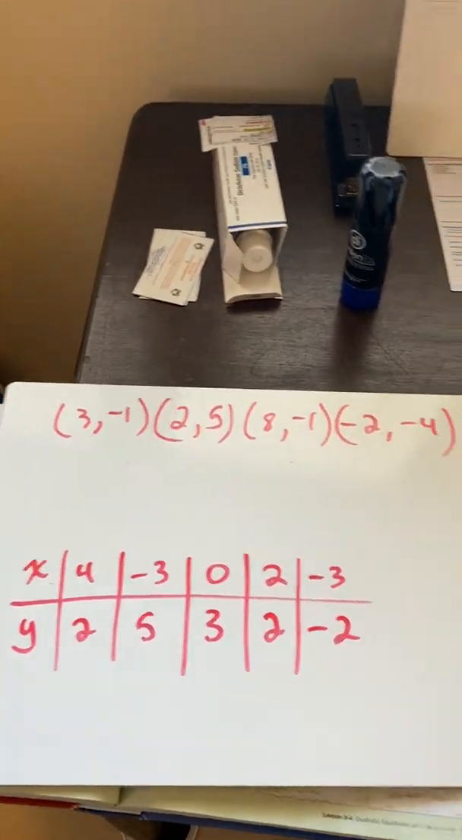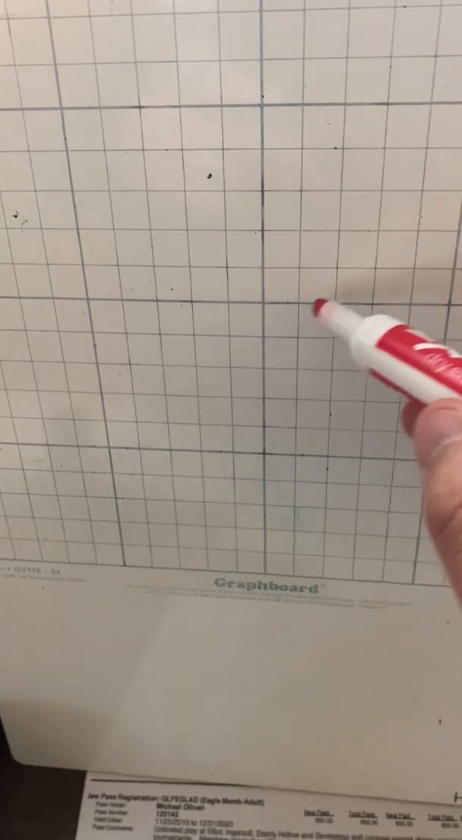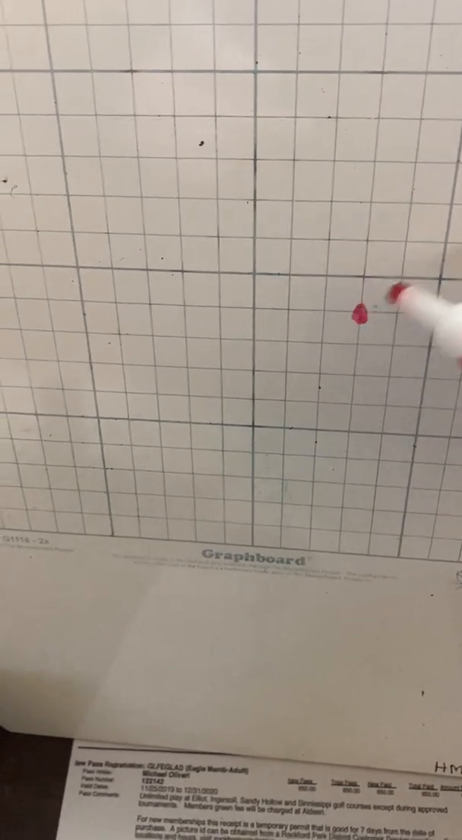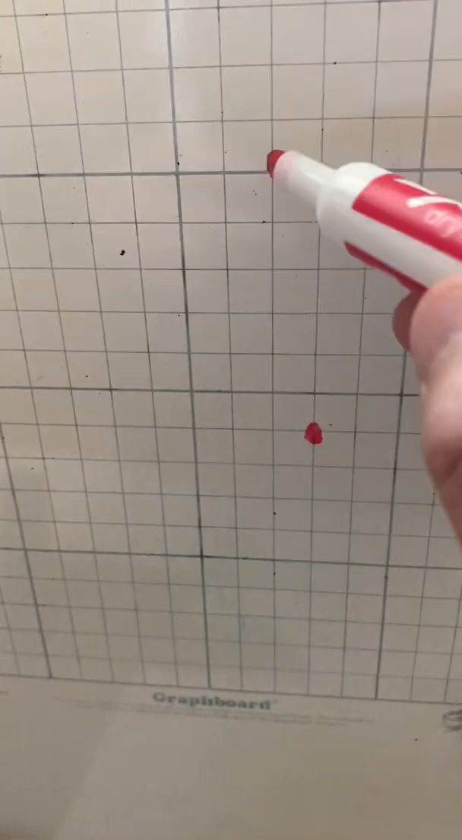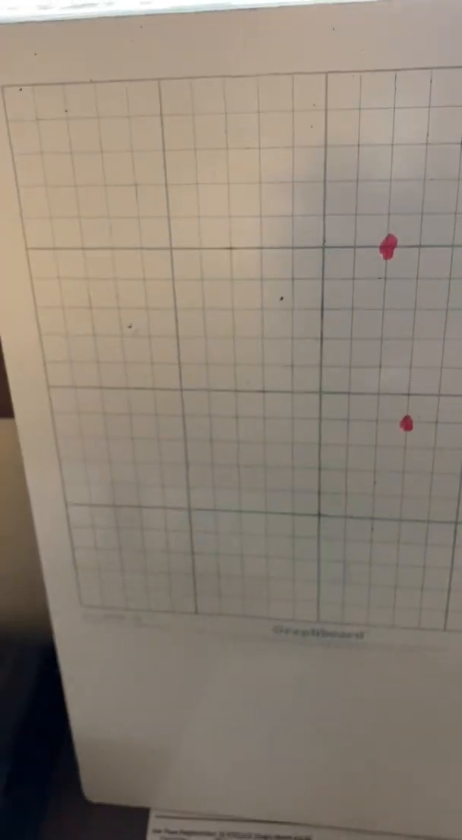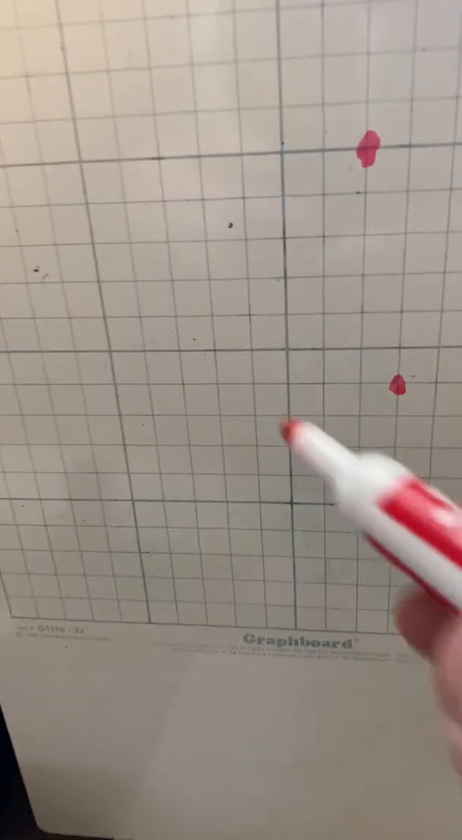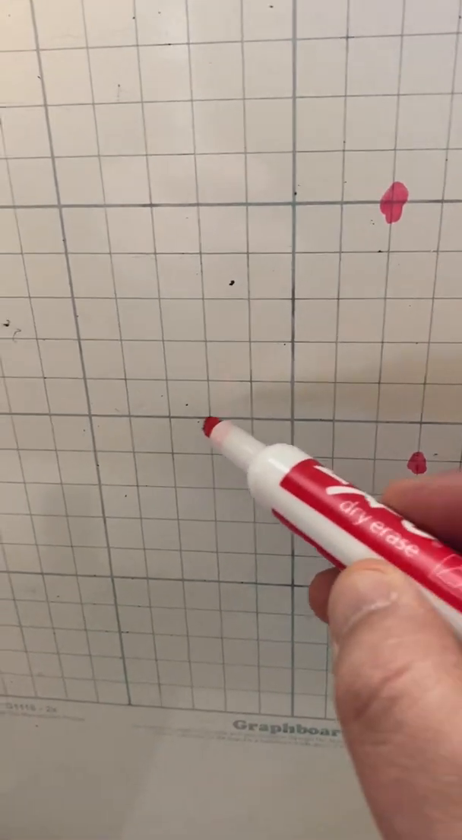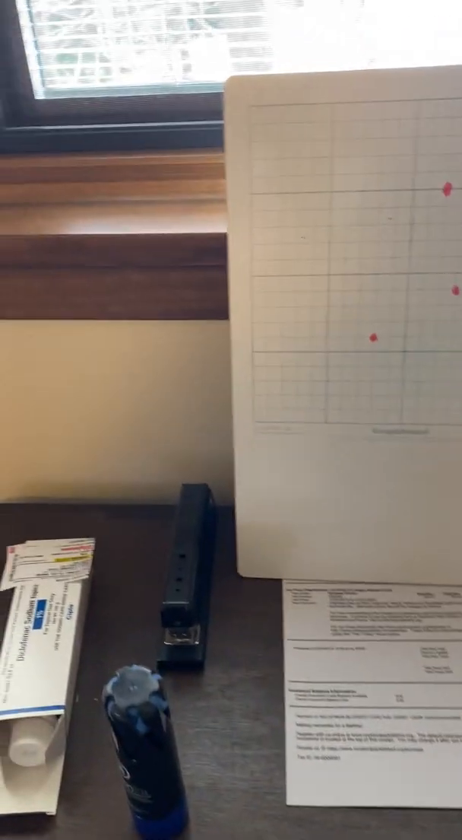The first one, 3, -1. I go to my graph right over here. I go right 3, down 1. That's 3, -1. The next one is 2, 5. Right 2, up 5. The next one after that is 8, -1. Right 8, down 1. And the last one is -2, -4. Start at the origin, -2, -4. Right to there.